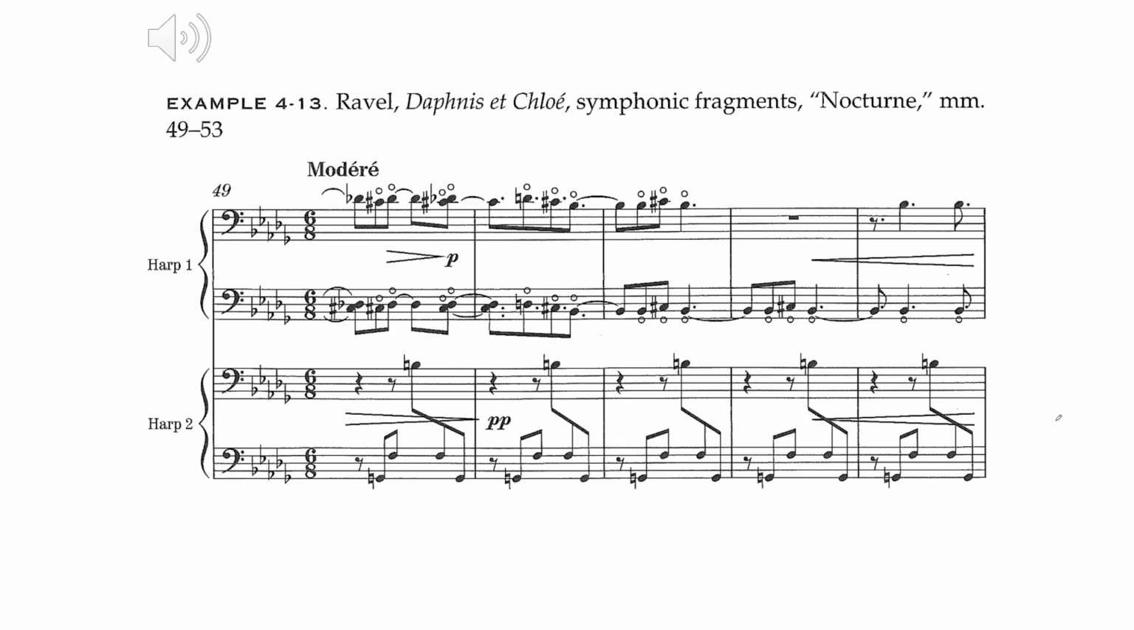And another example by Ravel. This is an orchestral work, and we have two harps. The second harp plays an accompaniment figuration by plucking the strings normally, and the first harp plays harmonics. Let's listen to it.